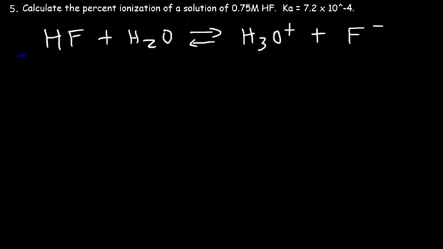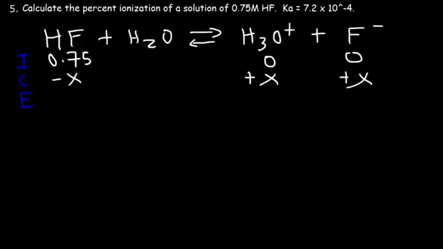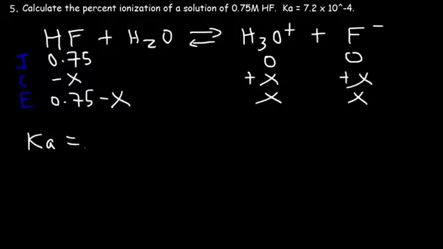So now let's make an ice table. The initial amount of hydrofluoric acid is 0.75, and initially we don't have any hydronium ions or fluoride ions. So therefore the reaction has no choice but to shift to the right, increasing the products by X, decreasing the reactants by X. So if we add the first two rows, this is what we're going to get. Now, Ka, the acid dissociation constant, like any equilibrium constant, is equal to the ratio of the products over the reactants.